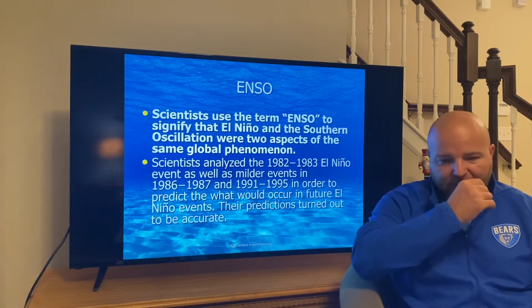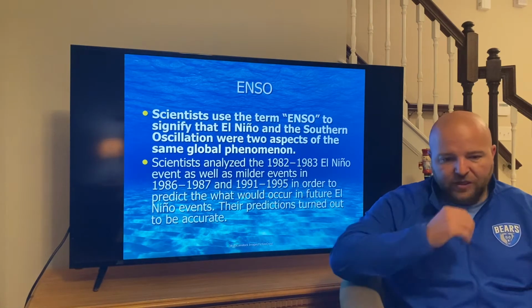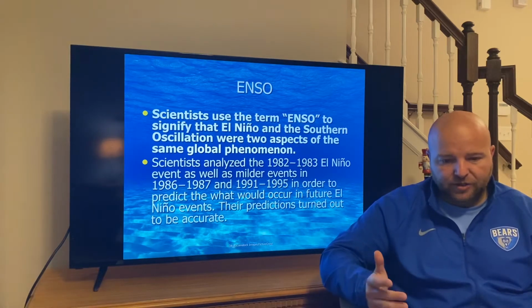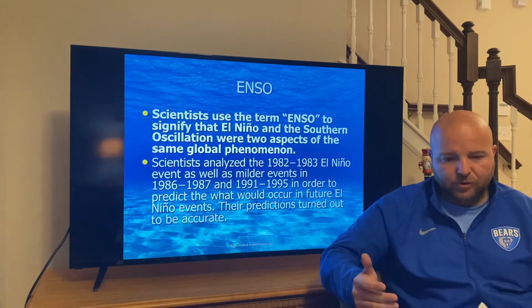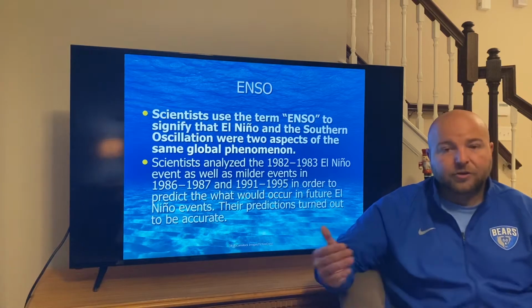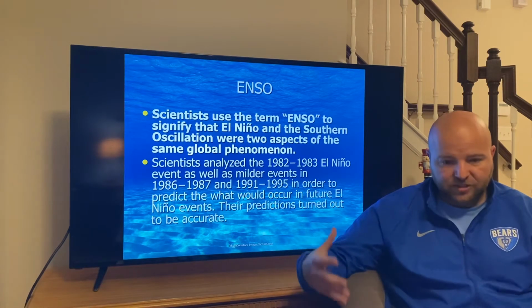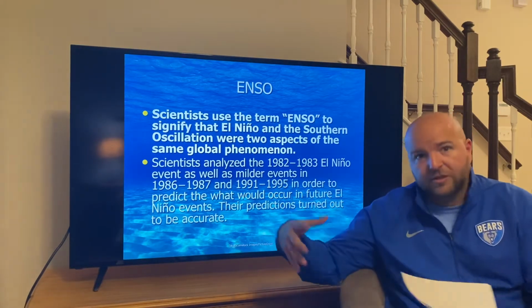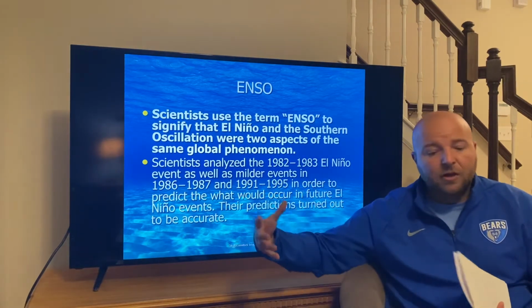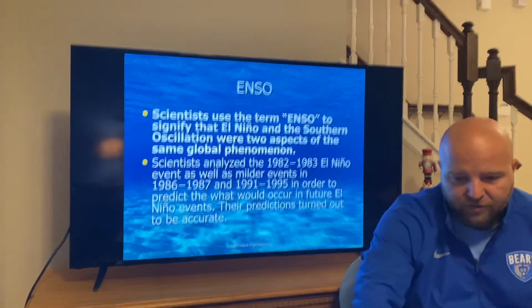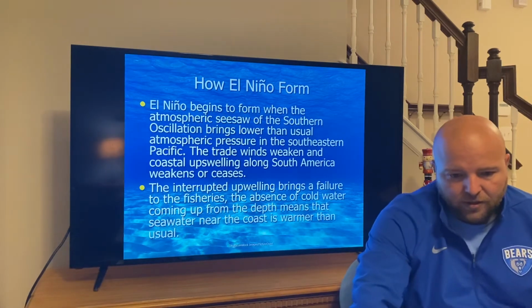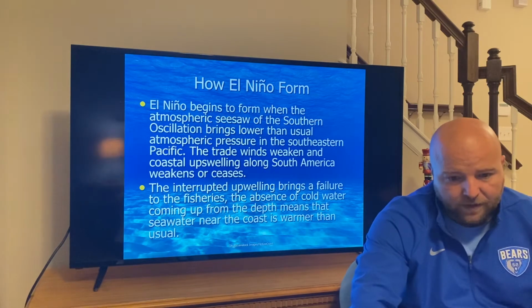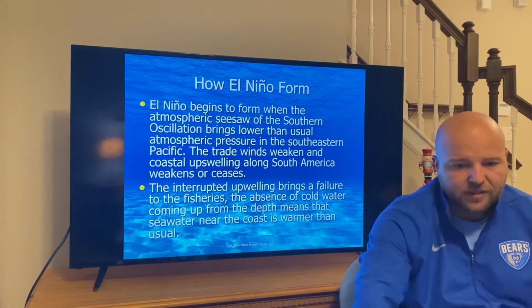Scientists analyzed in 1982 to 83 the El Nino event as well as milder events in later years. They were analyzing them in order to predict what would occur in future El Nino events. And their predictions turned out to be true, that they could use some of these patterns to predict in the next end of the cycle how some of these weather events were going to look. Again, a fair amount to cover here, so I don't want to go into a ton of detail here.